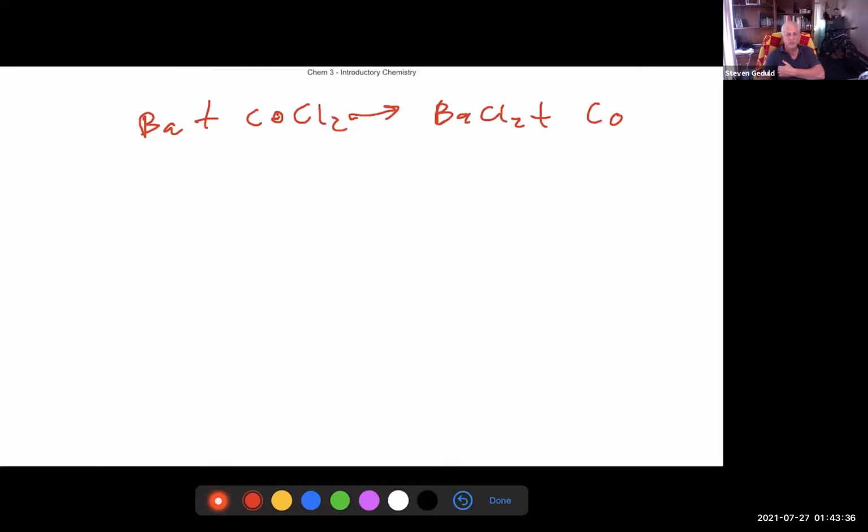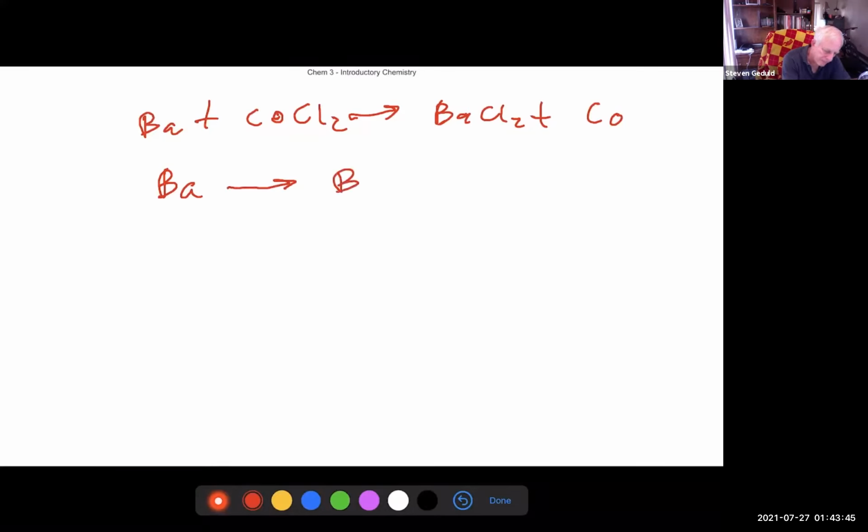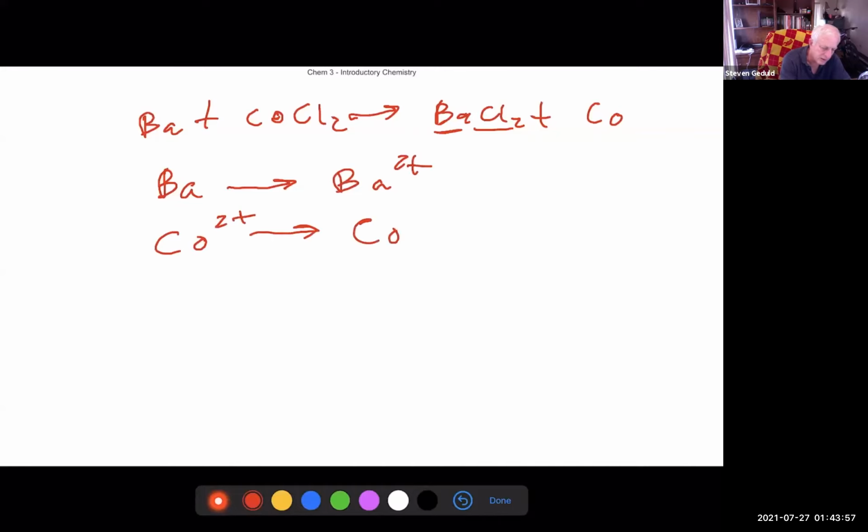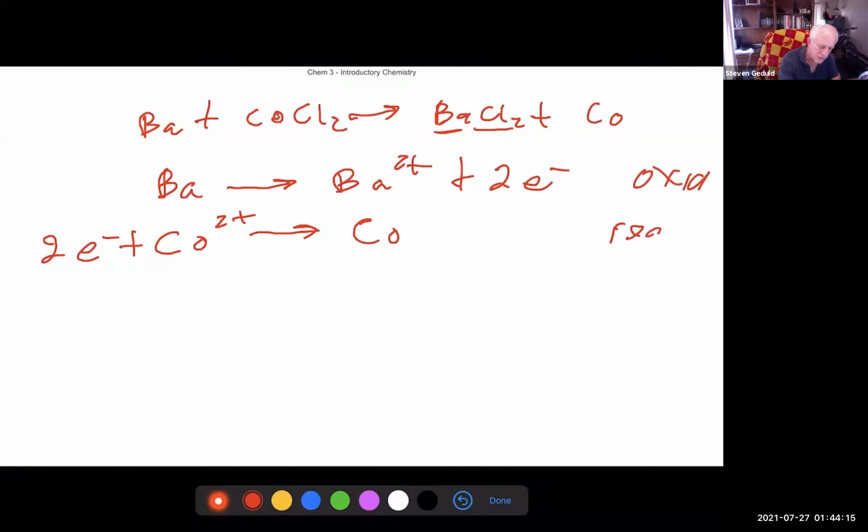Now let's break it into oxidation reduction. Oxidation is barium solid going to barium 2 plus, because that's a salt, it dissolves. And we have cobalt 2 plus reacting with chlorine going to cobalt solid. For the top one, barium, we have to add the electrons to make that equal to 0. We have to add the electrons over here to make that equal to 0. So barium is being oxidized, cobalt is being reduced. It's gaining electrons.